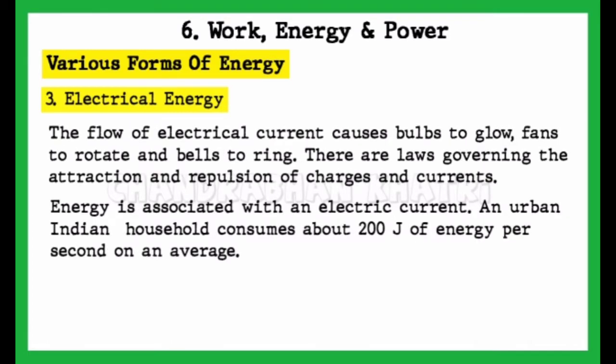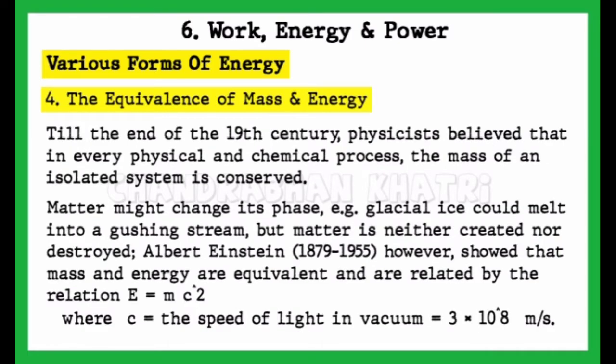Third, electrical energy. The flow of electric current causes bulbs to glow, fans to rotate, and bells to ring. There are laws governing the attraction and repulsion of charges and currents. Energy is associated with an electric current. An urban Indian household consumes about 200 joule of energy per second on an average.